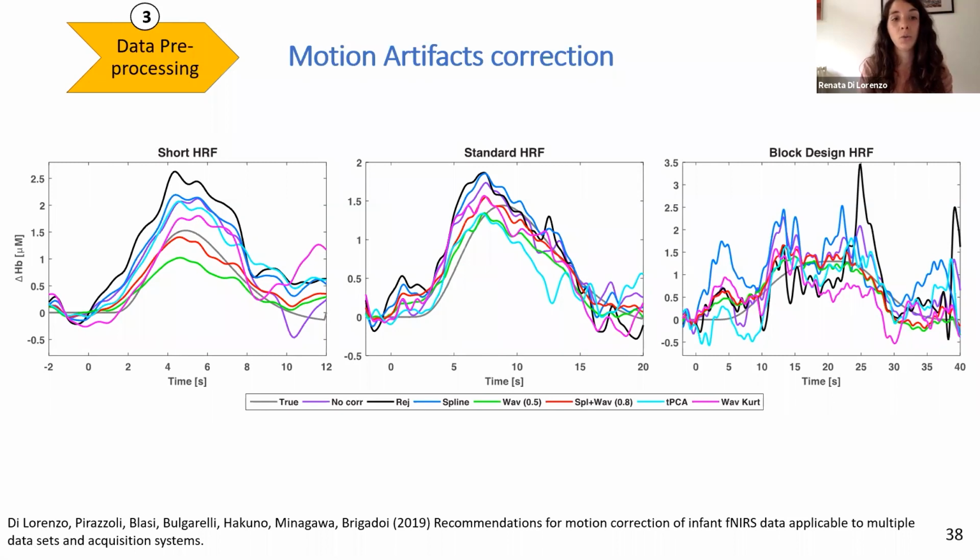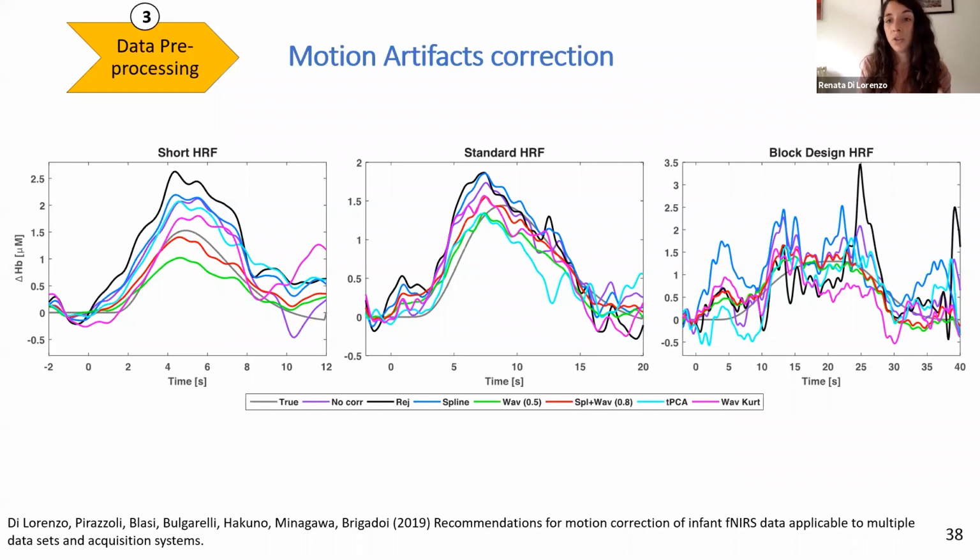The second thing to see was that spline combined with wavelet, so the red line, is the best at estimating the true HRF. You see it's pretty close here, but also in the other designs. Wavelet, the green one, also seems to do well in these 2 designs, a bit less on this one. So I'm not going to go through all of them, but as you can see, the combination works quite well, very well on the infant data.